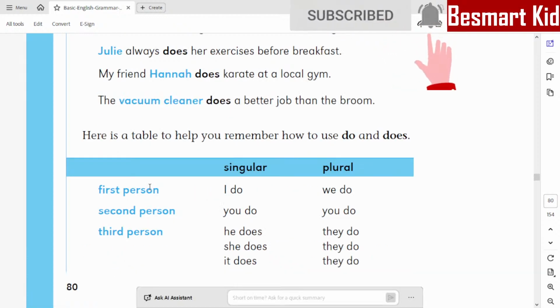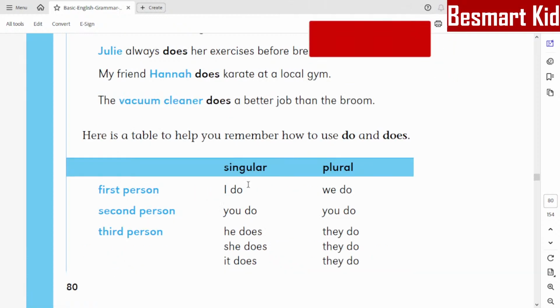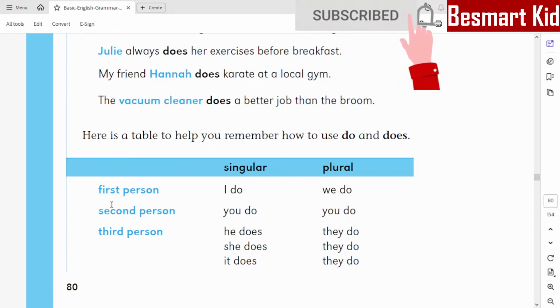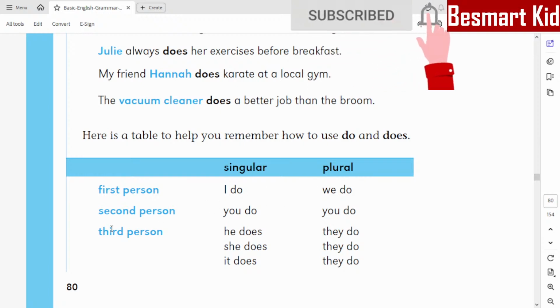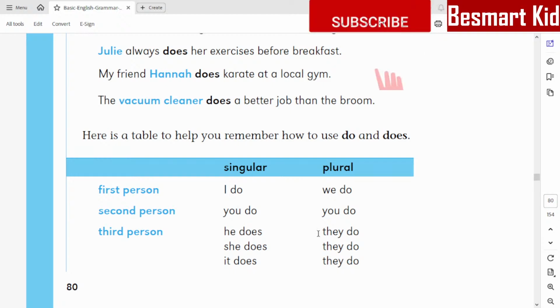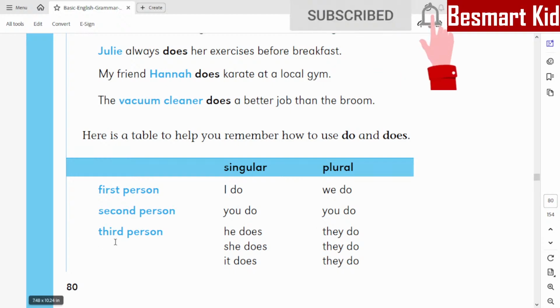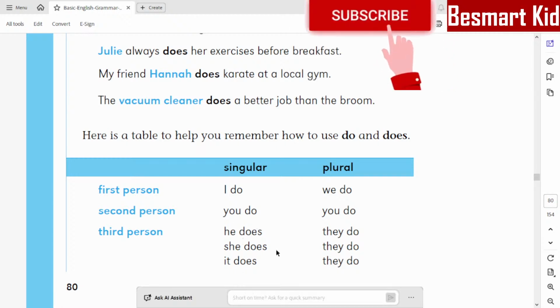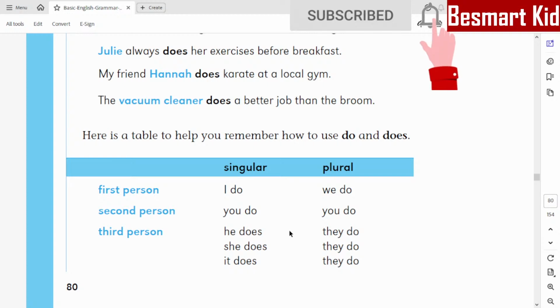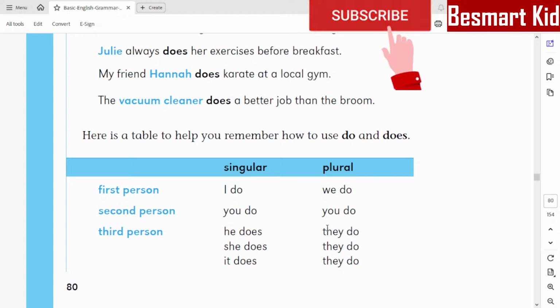Here we have singular and here we have plural. First person is I do. In plural, we do. The second person is the same in singular and plural, which is you do. The third person is he does, she does, and it does. They all in the plural form are the same, which is they do.